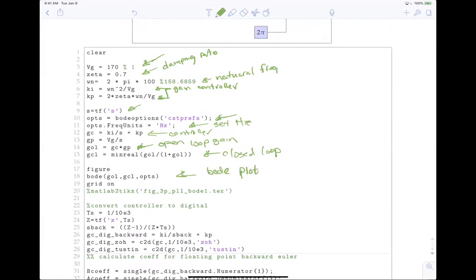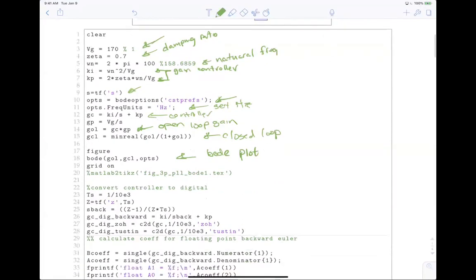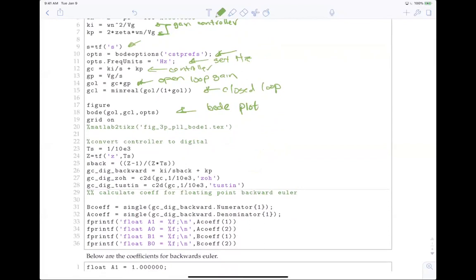Essentially we can look at the gain and phase of our controller, of our open loop response and closed loop response, to make sure that we met our bandwidth spec and our damping ratio spec, etc. All right, so how do we convert this to an actual controller in the digital domain? That's not too hard. First, this line here is the sampling time.